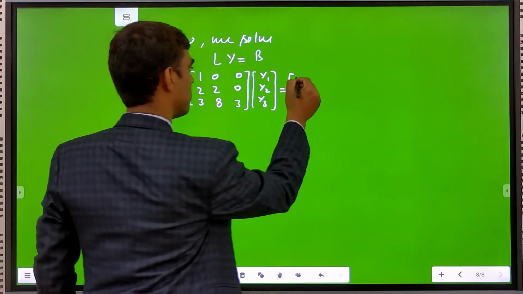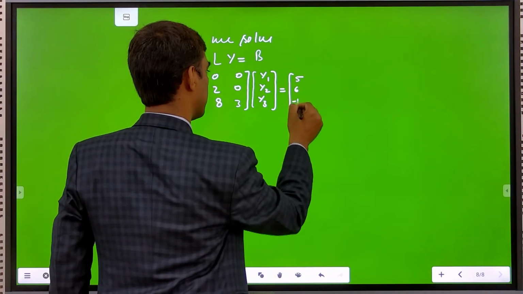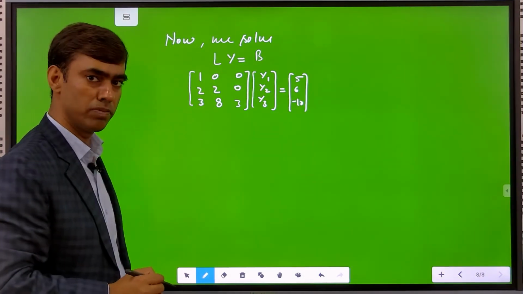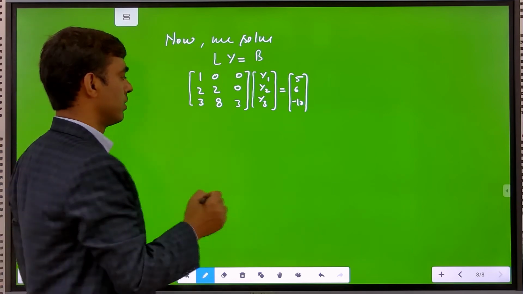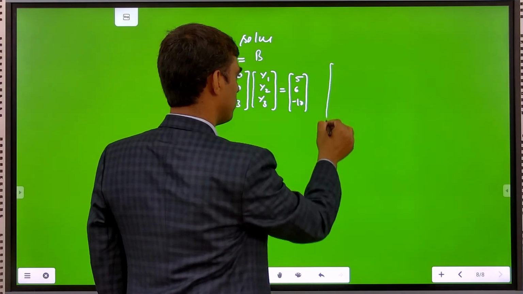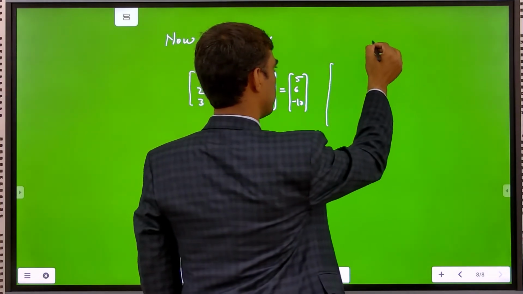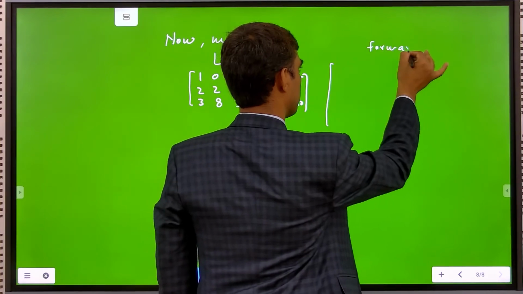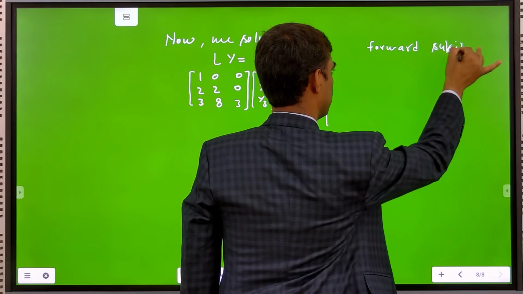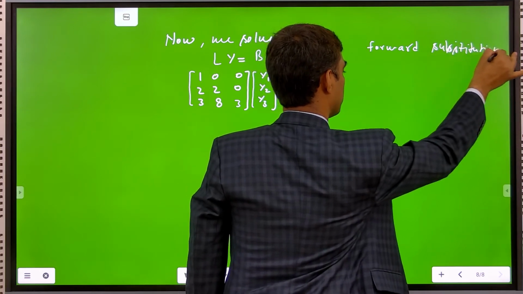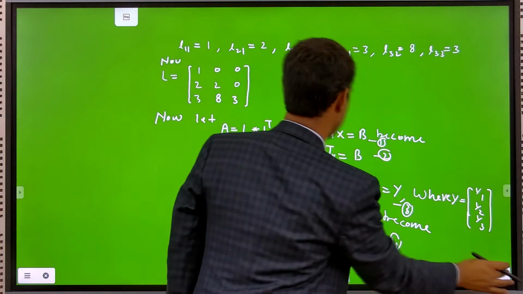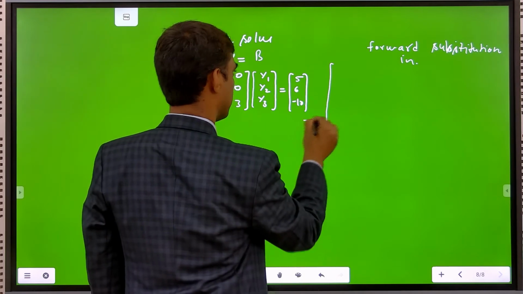Now we perform forward substitution in order to find the values of y1, y2, and y3. This is equation number 5.